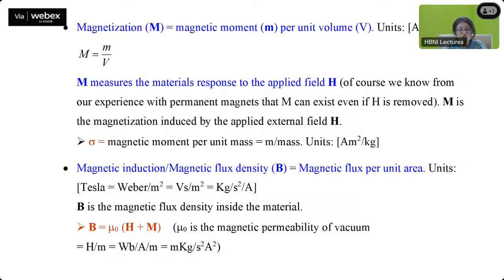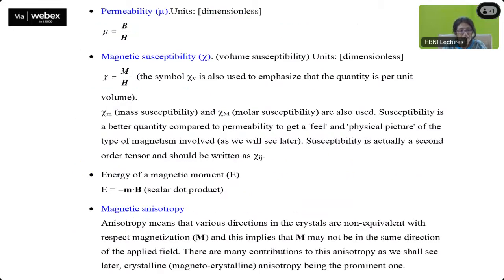Then you have magnetic induction or magnetic flux density, which is magnetic flux per unit area. The magnetic flux density inside the material is given as B equal to mu 0 H plus M, where mu 0 is the magnetic permeability of vacuum. Permeability is given as B by H. Then another very important term is the magnetic susceptibility chi, which is M by H. This is sometimes known as mass susceptibility when given as chi m, or molar susceptibility when it is chi in capital M.